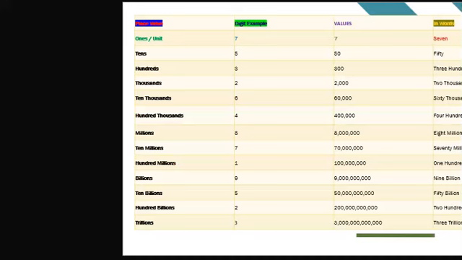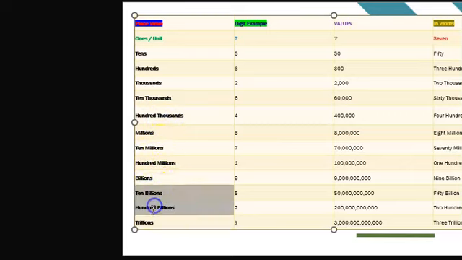Let's move further to the next part of the lesson, which is the systematic placing of the place value chart. Remember, we have the ones or the units, the tens, hundreds, thousands, ten thousands, hundred thousands, millions, 10 millions, 100 millions, billions, 10 billions, 100 billions, and we have trillions. It's very easy to remember this, easy peasy.